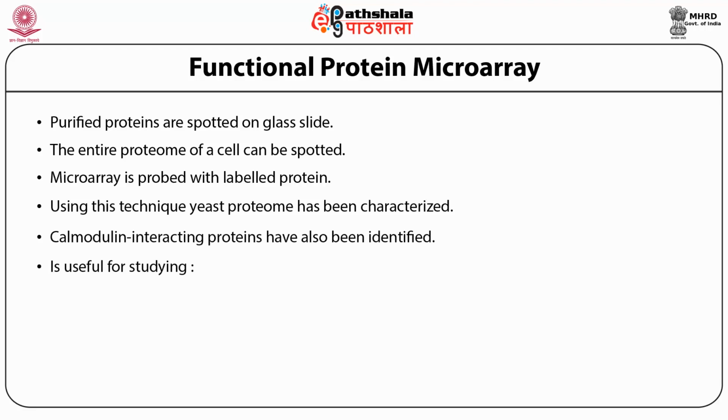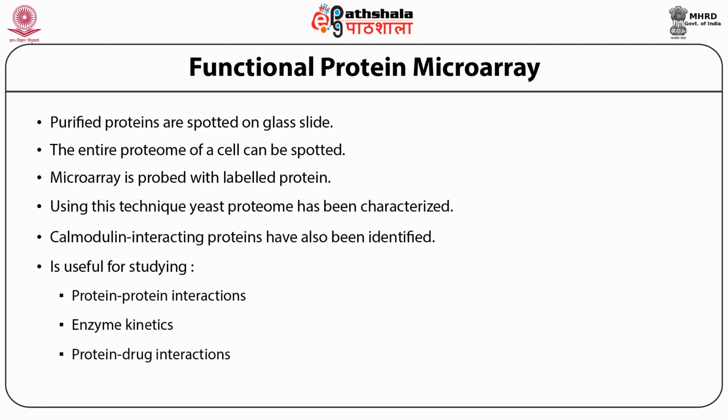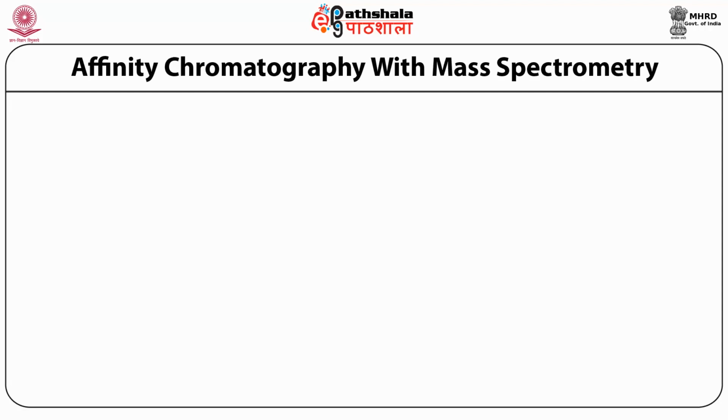So as I said, the protein-protein interactions, enzyme kinetics, protein-drug interactions, protein-DNA interactions, this is a very, very versatile technique for analyzing the protein interacting partners of a protein. The second technique for studying protein interaction is affinity chromatography with mass spectrometry.